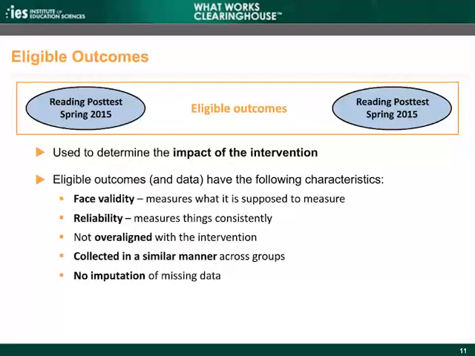Third, an outcome must not be over-aligned with the intervention. Over-alignment is a concept you may be less familiar with. Over-alignment occurs when outcome measures are more closely aligned with one of the research groups, typically the intervention group, than the other. When outcome measures are closely aligned with or tailored to the intervention, they may give an advantage to the intervention group. For example, an outcome measure derived from reviewing specific reading passages that were used as part of the intervention, but not in the comparison classrooms, would likely be considered over-aligned.